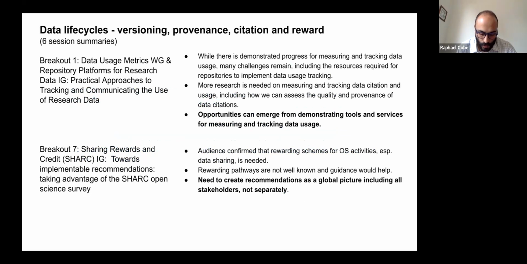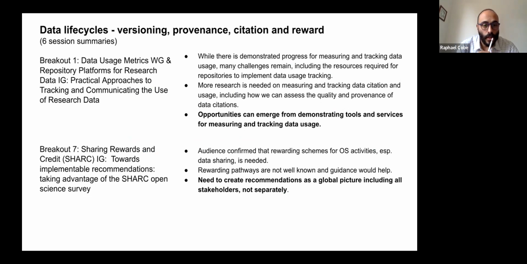The first was the breakout one on the working group data usage metrics. They wrote down that the takeaway that was important for this session is that opportunities can emerge from demonstrating the tools and services for measuring and tracking data usage. More than that, resources are required for repositories to implement data usage tracking. This seems like a big one. And also that more research is needed on measuring and tracking data citation.